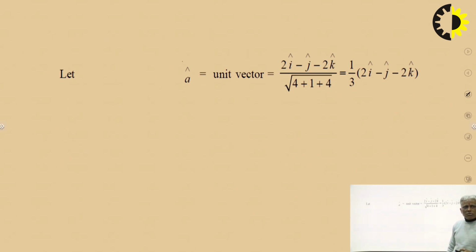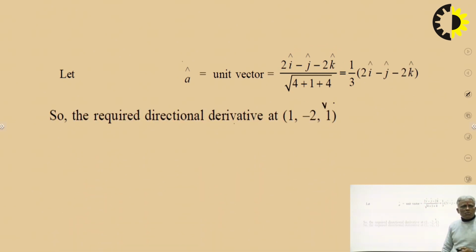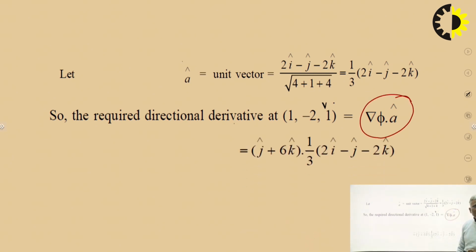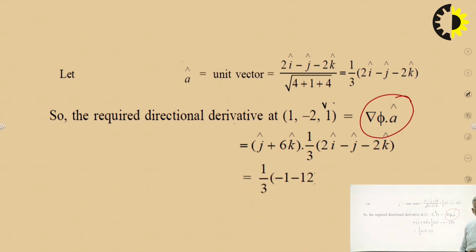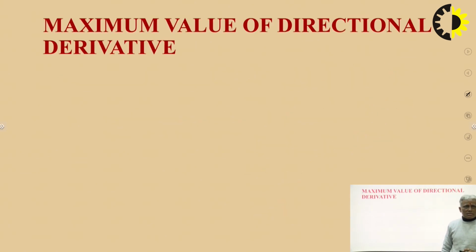After the calculation, I want to calculate the directional derivative. Due to this reason, first of all, I calculate a cap. A is the given vector. I divide by the magnitude of a and I obtain a cap. Now our aim is to calculate the directional derivative in the direction of vector a at this point. So how to calculate? The formula is del phi dot a cap. Putting the values of del phi and a cap here and calculating the dot product of the two vectors, the result will be minus 13 by 3. In this way, we can find the directional derivative of a function with respect to the direction.